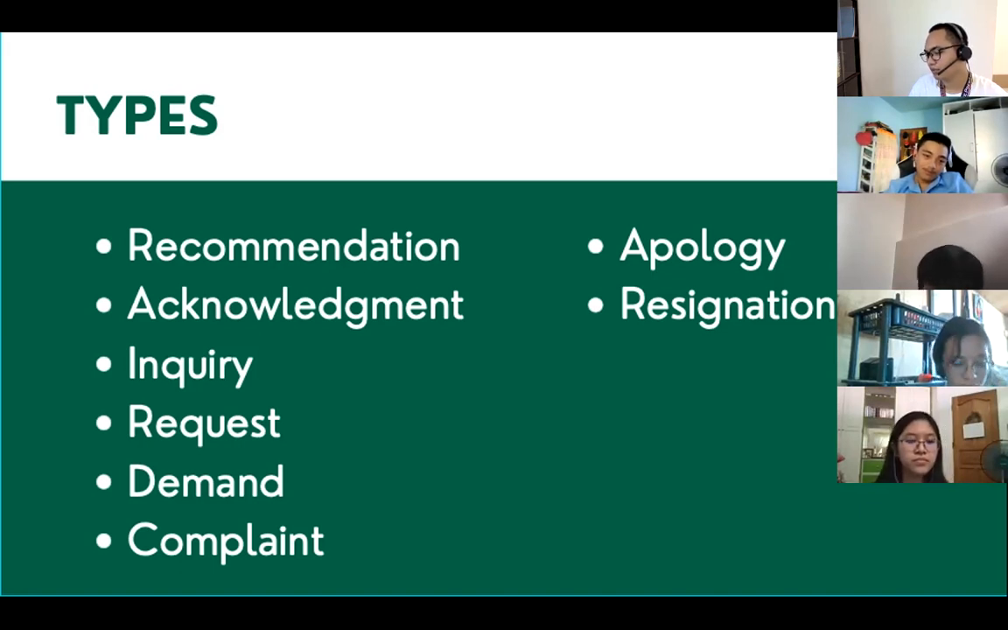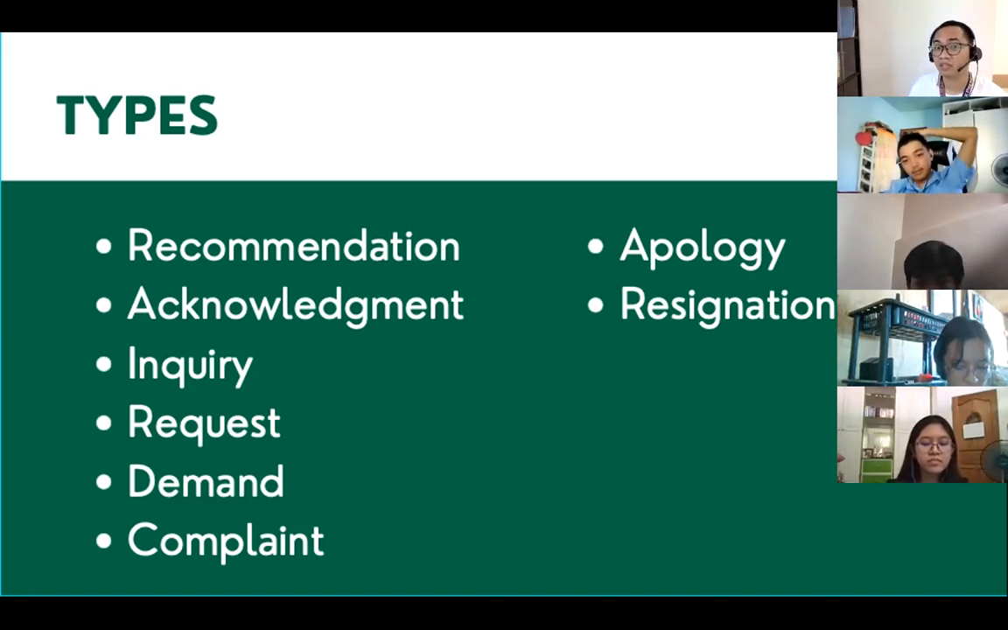So you're trying to say that it tries to suggest what action shall be rendered against an individual or an institution. Is that what you're saying? Yes, sir. Okay. Apart from that, what are the other forms of recommendation letters?